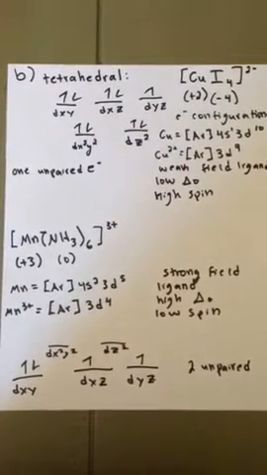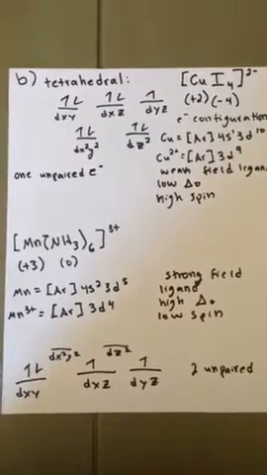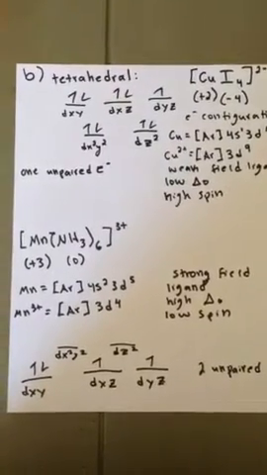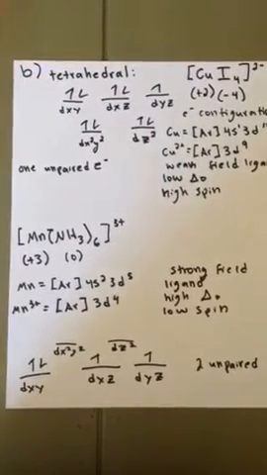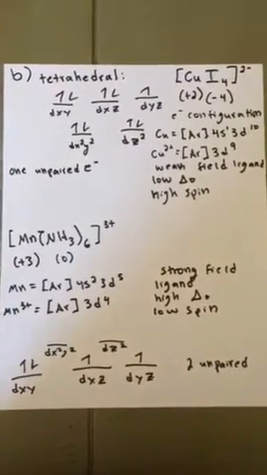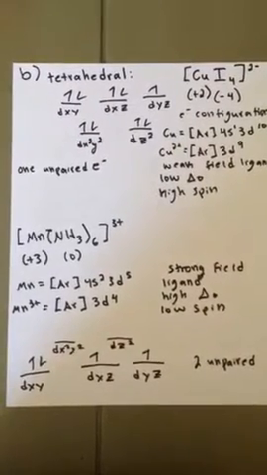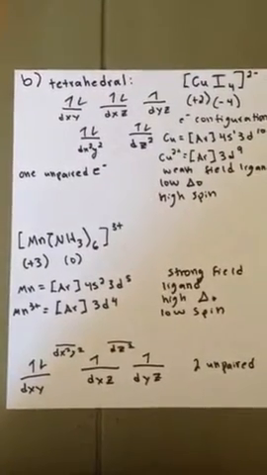Now, NH3 is a strong field ligand, which means that there's a high splitting energy and a low spin. And if we draw this out, we fill out the bottom first because it's a low spin, so there's going to be 2 unpaired electrons. So the question asks which one you would expect to have more unpaired electrons, and it's true that in the second one in part B, there are more unpaired electrons.